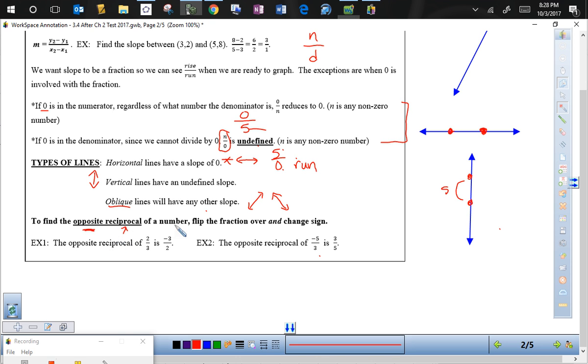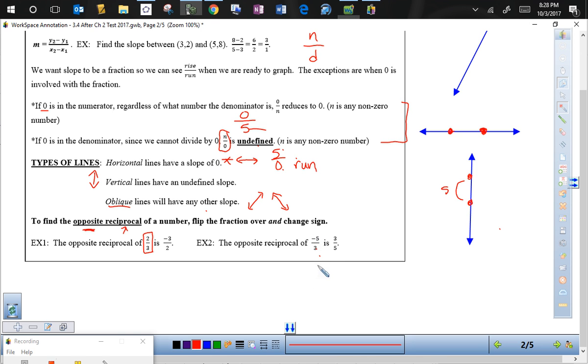Let's look at an example here. The fraction we started out with was 2/3. If we flip that over, the 3 goes up top and the 2 goes on the bottom. And since we started out with a positive 2/3, we switched it to a negative. Another one over here: if we start out negative, it has to be positive, and then that 5 goes to the bottom, 3 goes to the top. Notice that I had a negative only in one place.